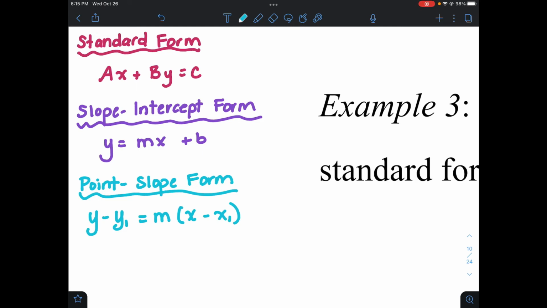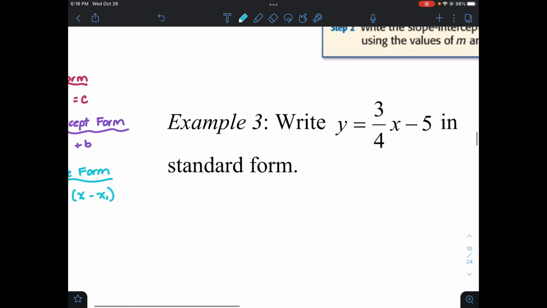Okay, so if they want it in standard form, you want to get your x and your y on the same side. If they want it in slope-intercept form, you want to solve the equation for y. And 9 times out of 10, they will not ask you to rewrite something in point slope form unless that's where you're starting with. All right, so example 3.